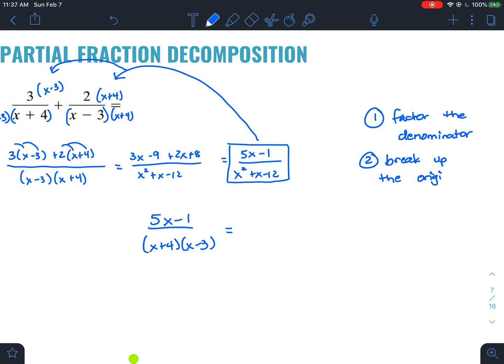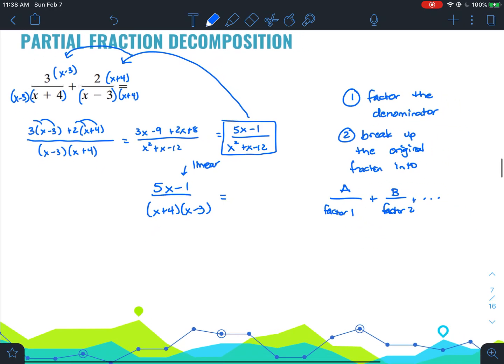break up the original fraction into, if they're linear factors, and notice 5x minus 1 we would call linear because if you graphed it, it would make a line, you would break it up into linear factors. So A over factor 1 plus B over factor 2 plus dot, dot, dot, as many factors as you have. So I'm going to break this up into A over x plus 4 plus B over x minus 3.